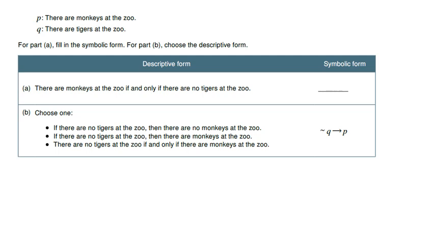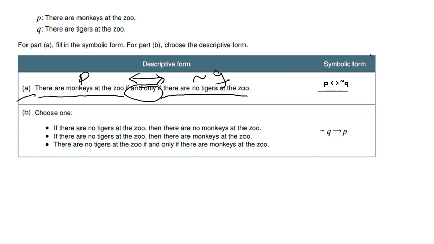Two more things. If P represents there are monkeys at the zoo and Q represents there are tigers at the zoo, then the descriptive form of this statement here in A can be expressed in symbolic form as the following. There are monkeys at the zoo, which is P. There are no tigers at the zoo, which would be not Q. Our connective is the if and only if, which is the double arrow.